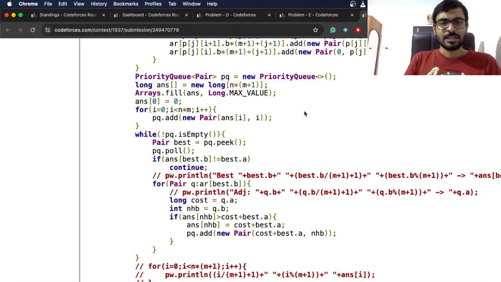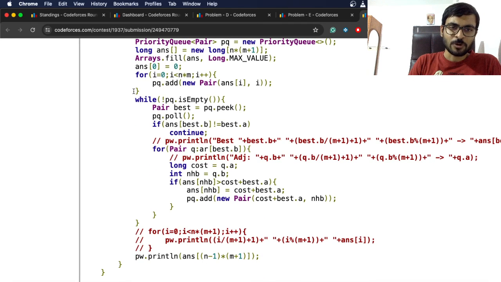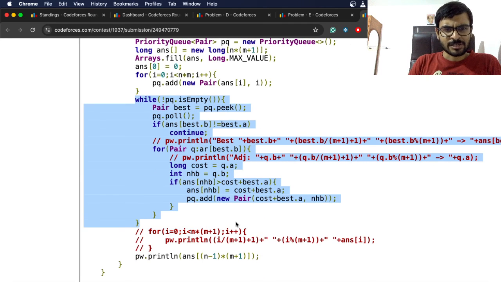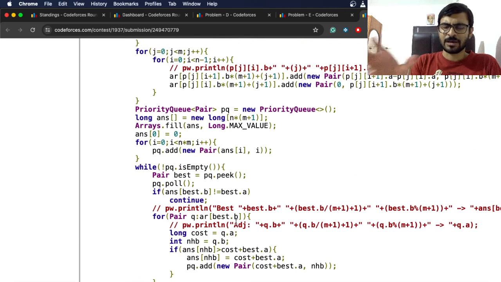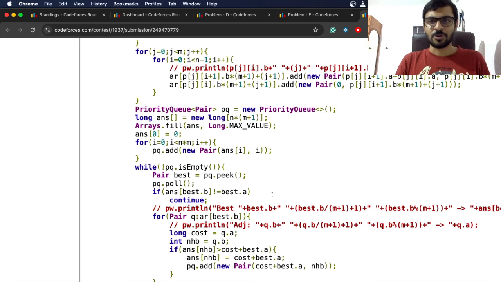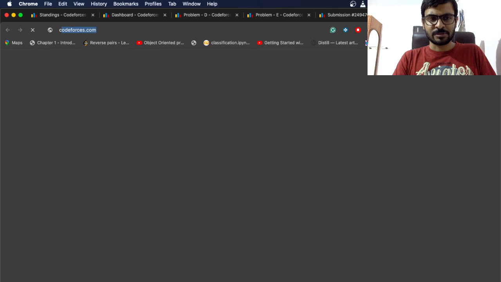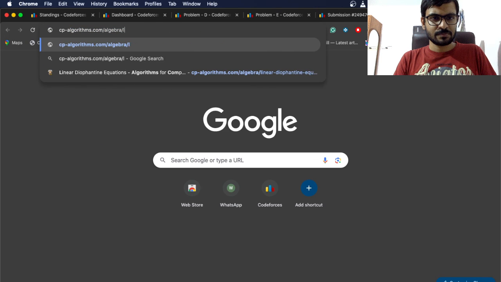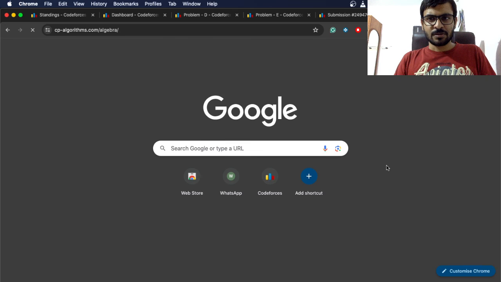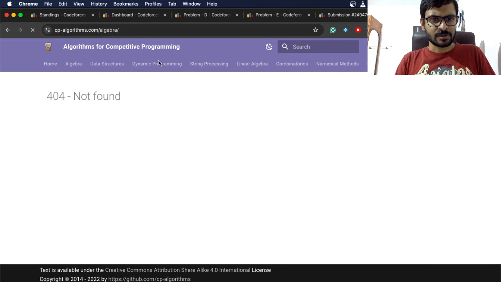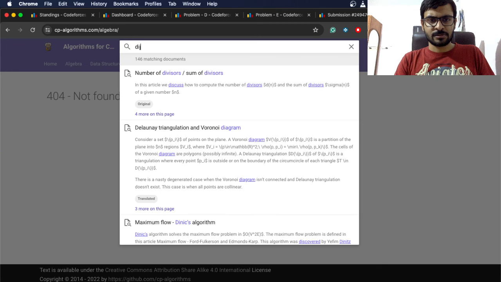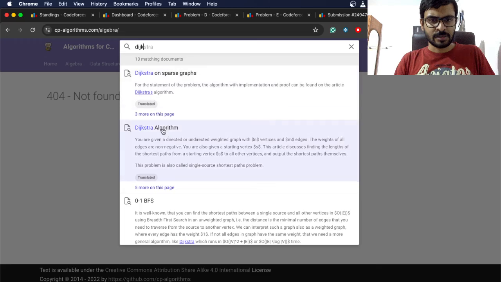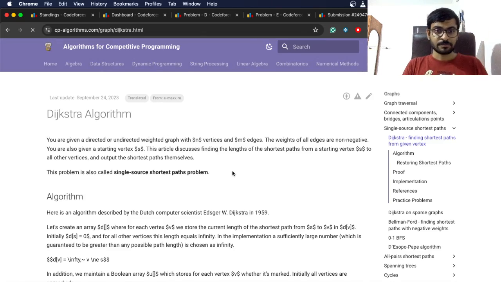But yeah, then what am I doing? I'm doing simple Dijkstra. This is the Dijkstra code. So please study the Dijkstra code. Later on, maybe sometime I'll attach some video describing how Dijkstra is done. But for now, you can read Dijkstra from the CP Algorithms website. Dijkstra algorithm, you can read from here.